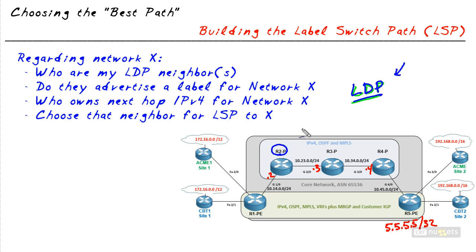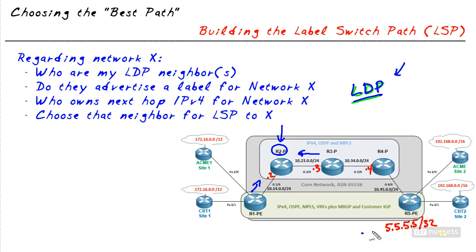Now with LDP, let's go ahead and sit in R2's shoes just for a moment. R2 is going to be receiving advertisements from R3 and also from R5. And that's because label switch routers running LDP are going to advertise their local mappings to the prefixes they're mapped to, to all of their neighbors, upstream and downstream.